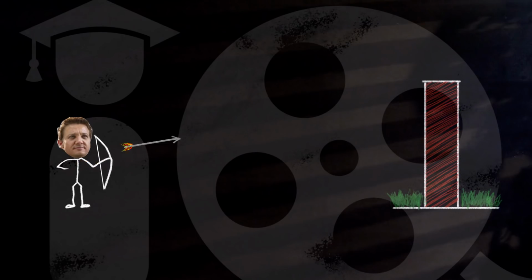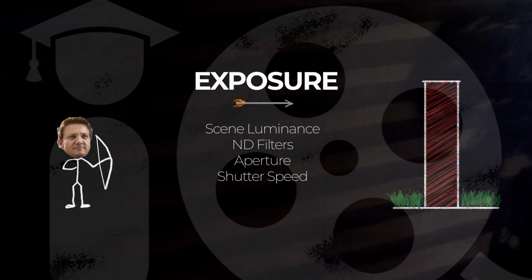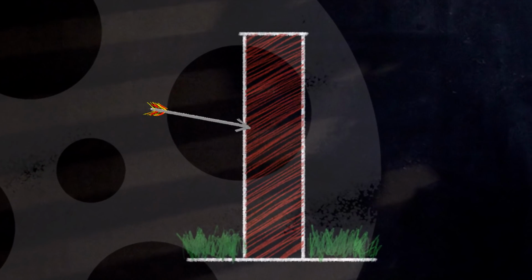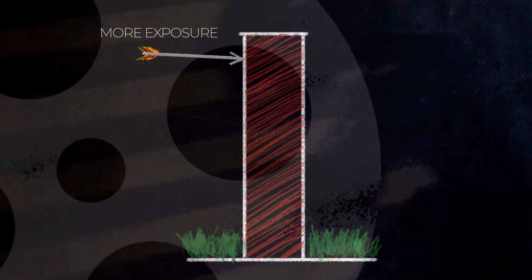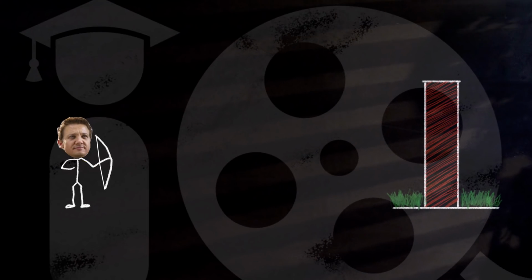When Hawkeye fires his arrow at the wall, that represents exposure, all of it, from scene luminance, ND filters, aperture, and shutter speed. Where the arrow lands, let's say, is the middle gray of our scene. The higher the arrow goes, the more exposure, the more light that lands on the sensor. The lower the arrow goes, the less exposure, the less light that lands on our sensor. Now, if Hawkeye fires his arrow too high, the arrow misses the wall. That's overexposed. If he fires the arrow too low, it gets lost in the weeds, and that's underexposed.